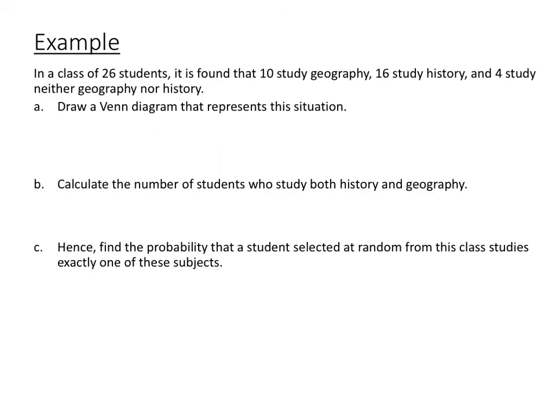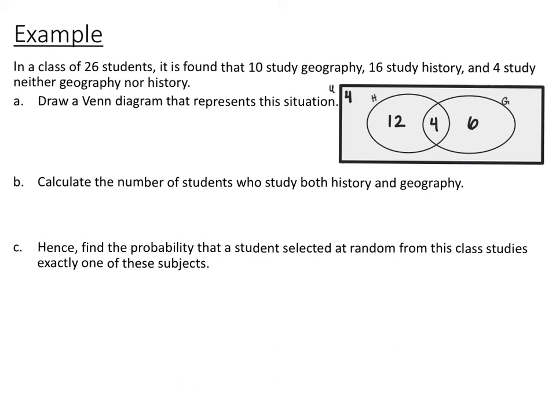For this next example, it says in a class of 26 students, it's found that 10 study geography, 16 study history, and 4 study neither geography nor history. And we want to draw a Venn diagram that represents this situation. This one's different than the previous example because we're not given names, so you're going to end up just putting the total number of people in each group instead of listing out all of the different events. So go ahead and pause the video and try making a Venn diagram that represents this situation.